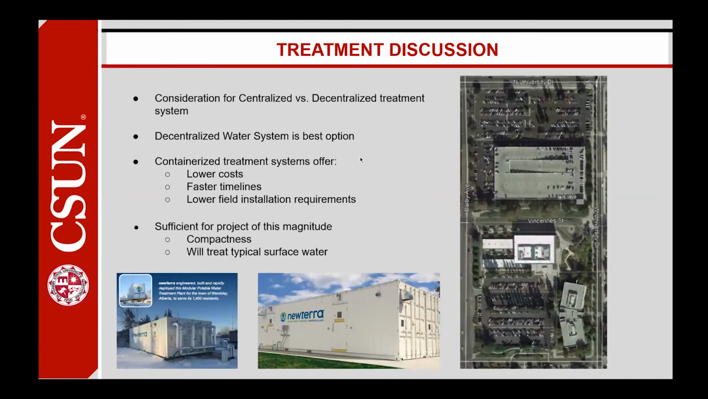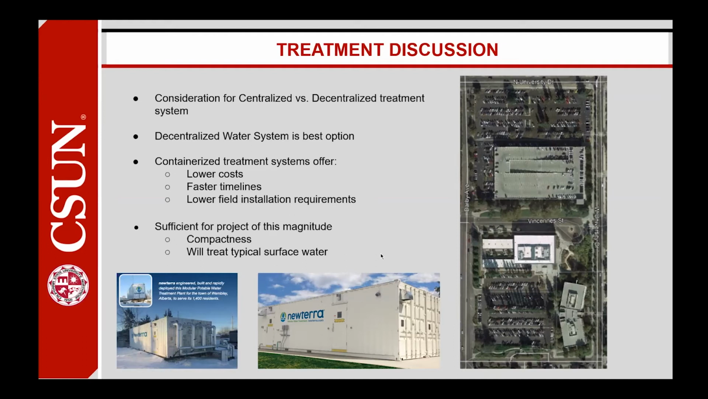Water can be treated at centralized or decentralized treatment systems, but for a project of this magnitude, we felt a decentralized system was the best option. So instead of sending the water to a different facility to be treated, we would treat it on site. One option that we considered was a containerized treatment system. These systems offer lower costs than comparable field-erected buildings. They're relatively easier to install. And if we were to expand the scope of the project, we would just add more containers. So at CSUN, this would be a suitable option.